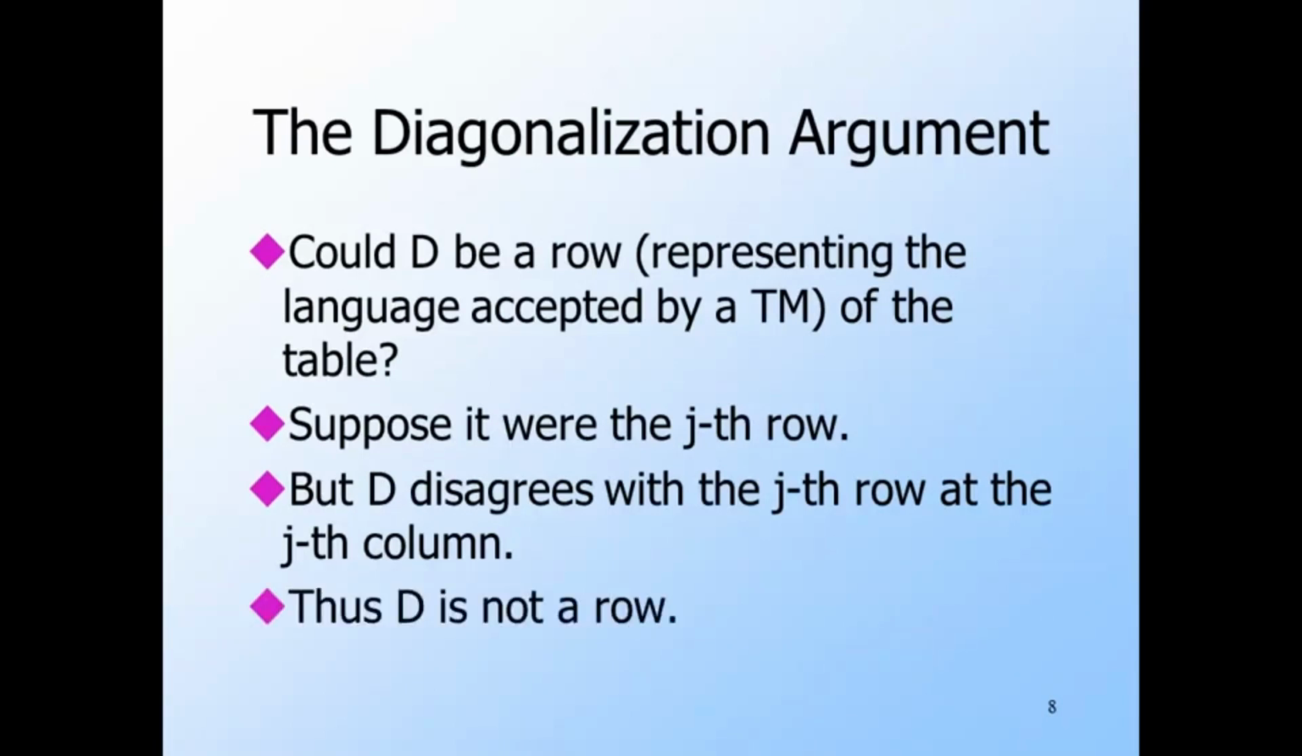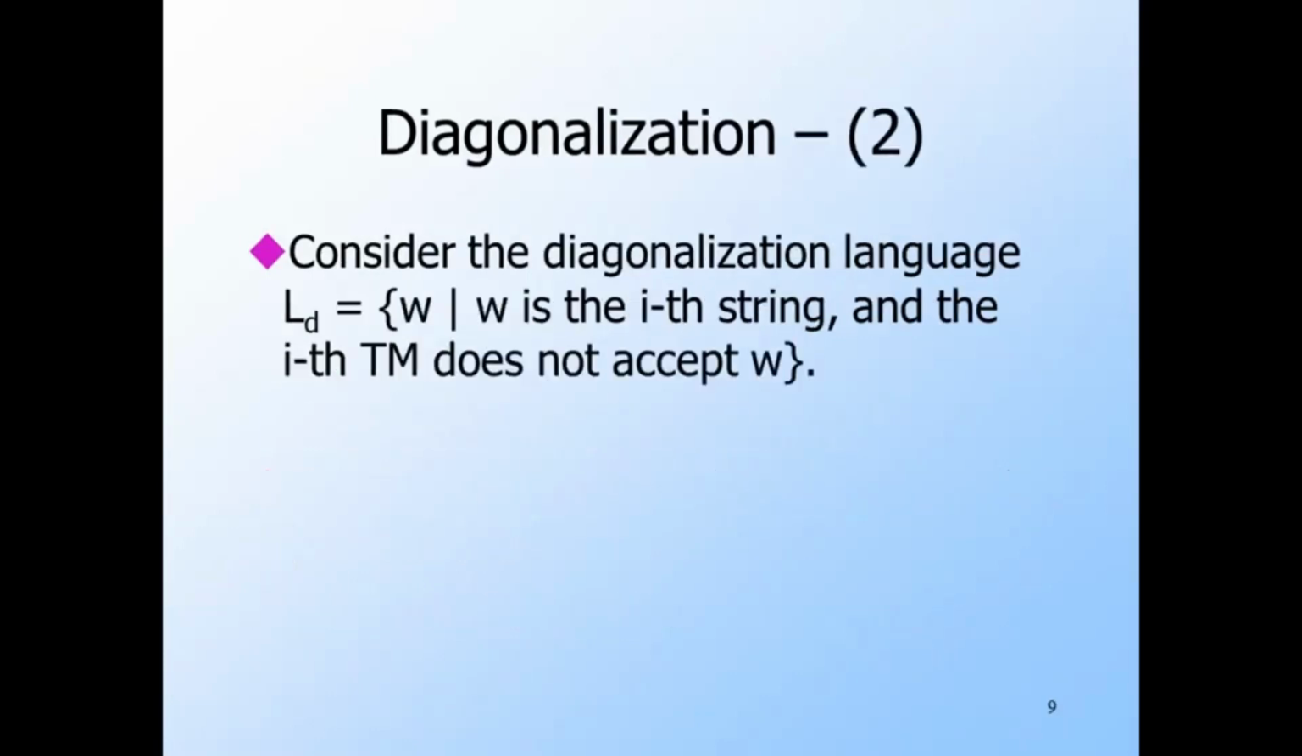Thus, D cannot be a row, and therefore the language it describes, the language that contains the ith string if and only if the ith bit of D is 1, is not the language of any Turing machine. Notice that this language can be described as the set that contains the ith string if and only if the ith Turing machine does not accept the ith string. Let's give a name to this language, L sub D, or the diagonalization language.